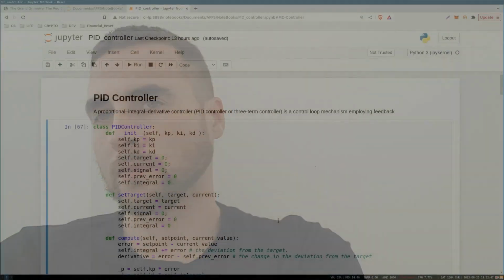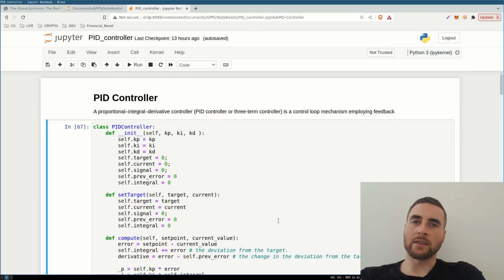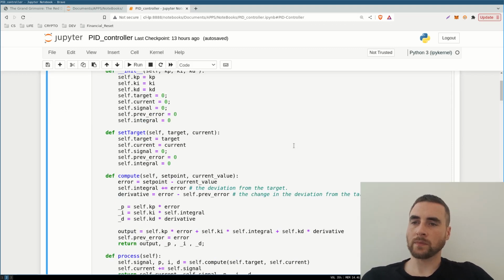Hi, I'm going to walk through a notebook on PID controllers. If you're looking for a simple control mechanism that has a feedback loop, this is what you'll need. PID stands for Proportional Integral Derivative. To better understand what is happening, let's take a look at an implementation.